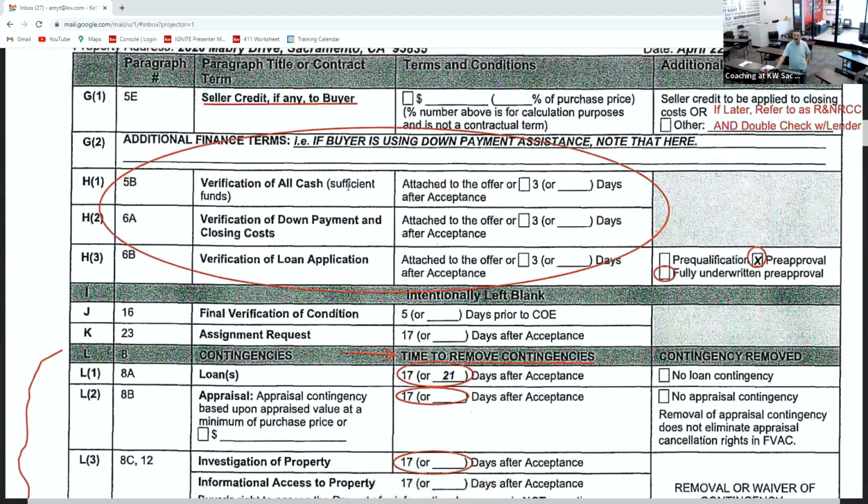Now, if it's verification of all cash, this was really common when we had a lot of bank-owned properties, because the bank asset managers wanted to see proof of funds to close. That's the common terminology you would use. But normally we would say, look, get us a copy of your most recent bank statement. You can black out your account number, but we need the bank statement to see that you have the funds necessary to close if it's a cash buyer.